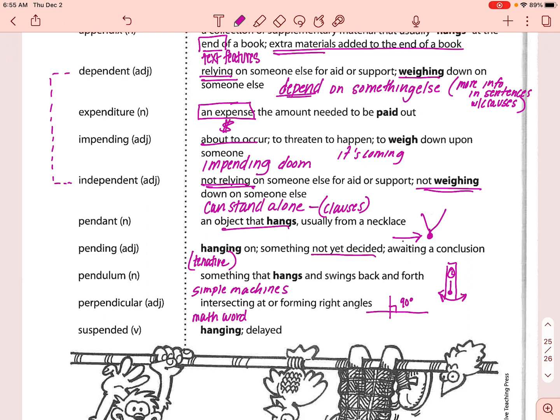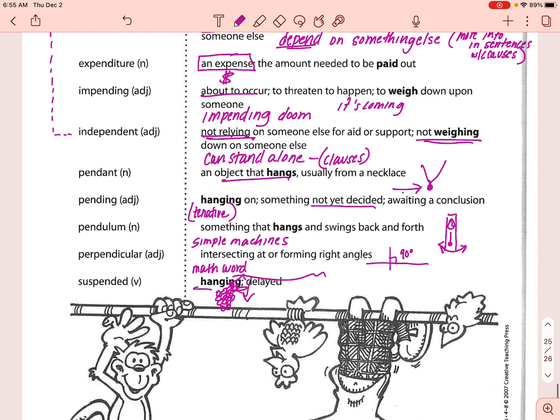The last one here is suspend. Suspend means that you are hanging from something. So like grapes are suspended from the vine. Okay, I'm going to draw some grapes here. Some beautiful, beautiful grapes for you guys. Oh my God, I sound like Bob Ross. Okay, so your grapes are there, and there's the vine, and they are hanging from the vine. Okay, so suspended just means hanging.